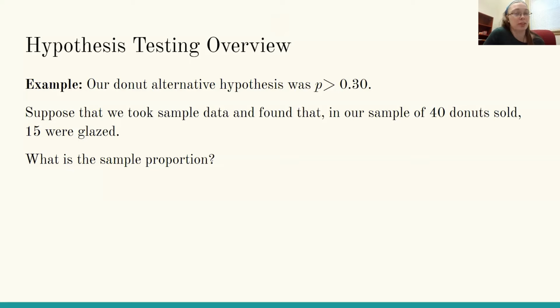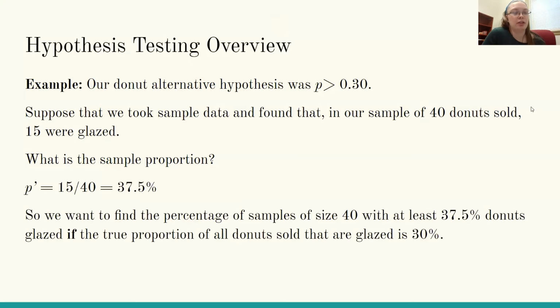So now let's look at our sample data. Let's say we took a sample of 40 donuts that had been sold. We found that 15 of them were glazed. So the first thing we need to know is, what is that sample proportion? To find that, we divide 15 by 40. That's our P prime, our sample proportion, and that comes out to 0.375, or 37.5%.